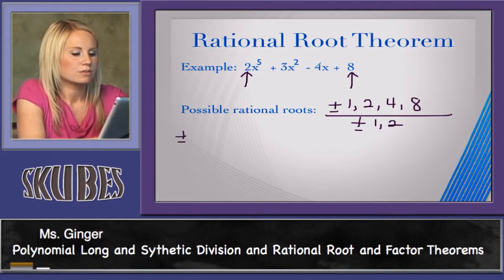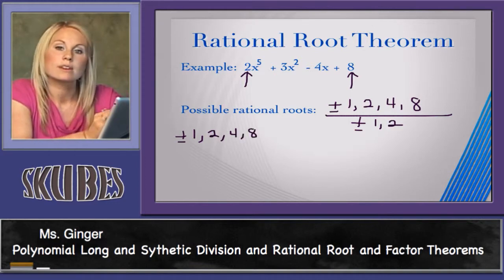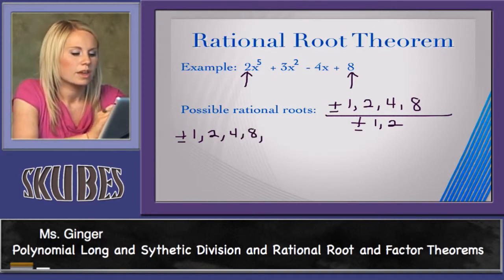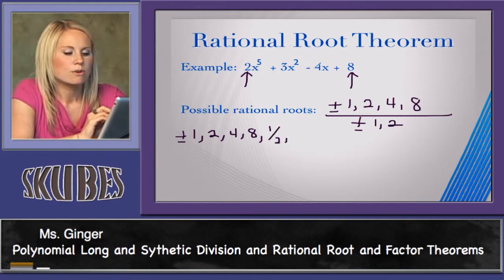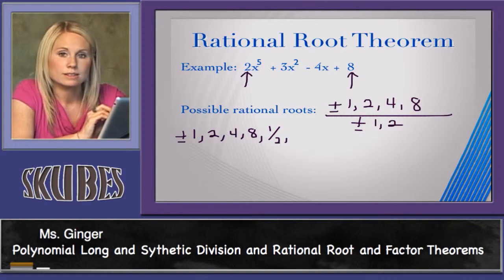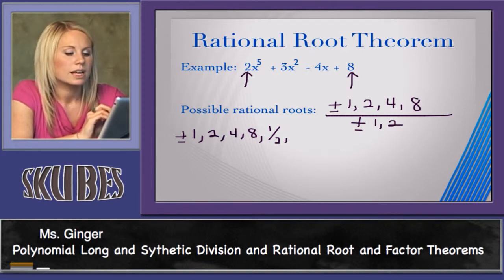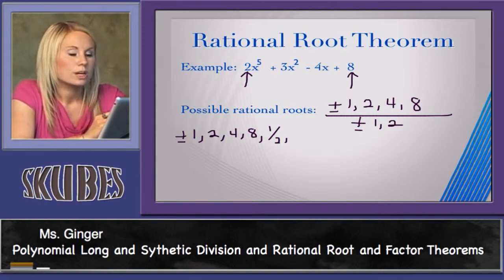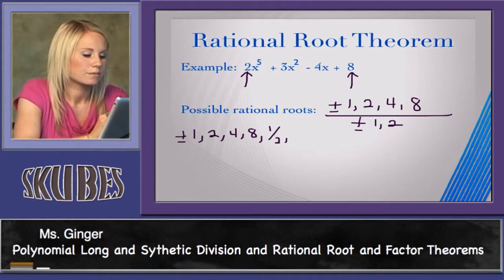So my possibilities for roots are 1, and then 2, all of the top numbers, 1, 2, 4, and 8. Everything over 1 is still itself. Then 1 over 2 is 1/2. 4 over 2 is 2. We've already listed that one, so we don't have to list it again. And then 8 over 2 is 4. Again, we've already listed that one, so we don't have to list that one again.